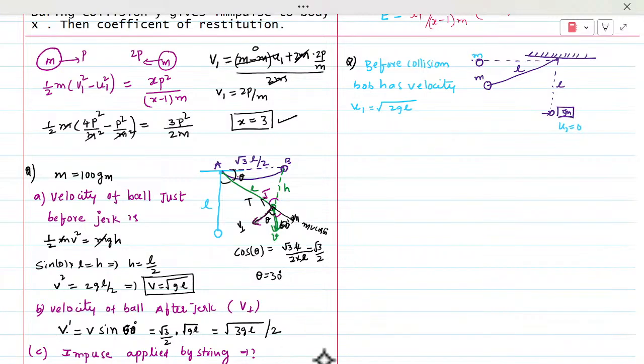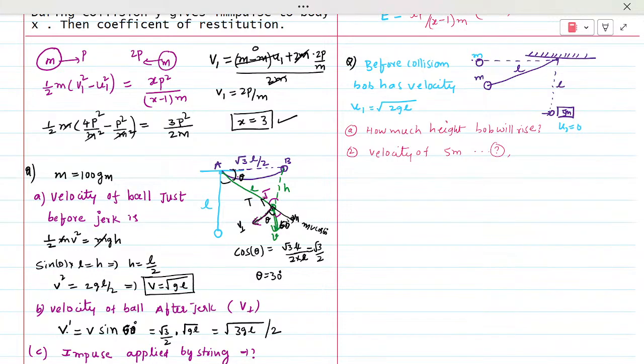So now, what questions will come? First, how much height will the bob rise again, backside? So this is one question. Second question, what is the velocity of the 5m mass after collision?